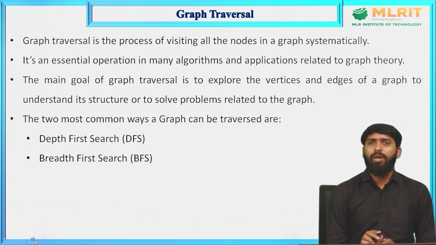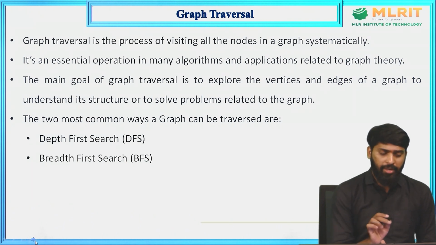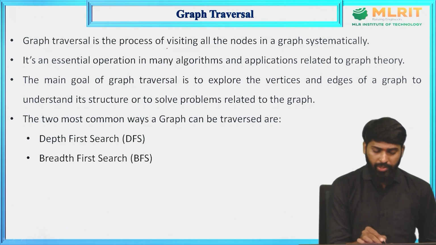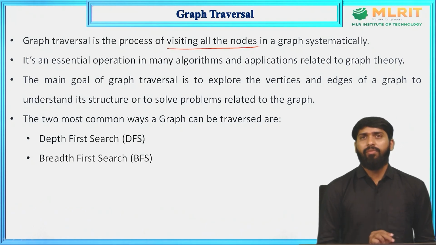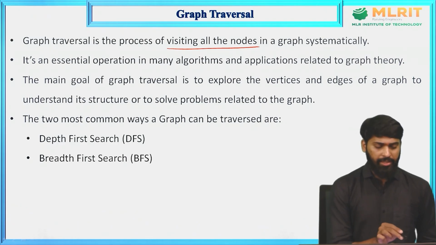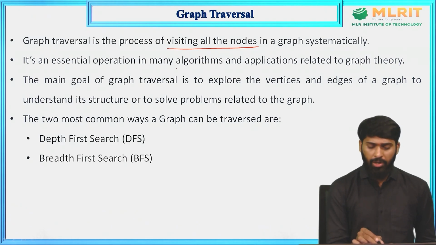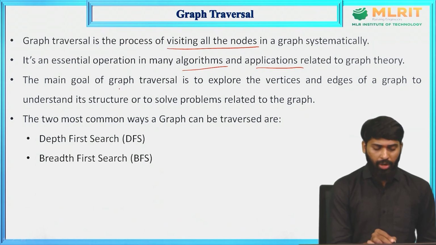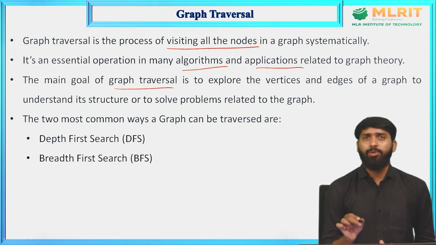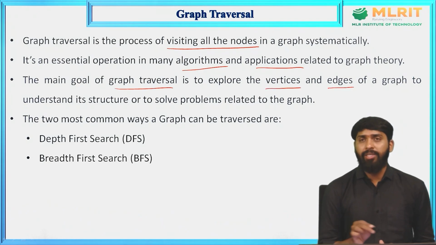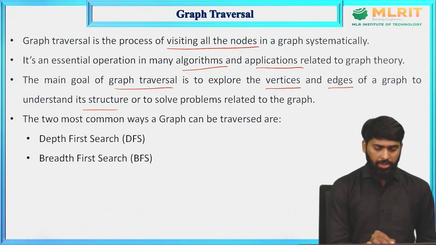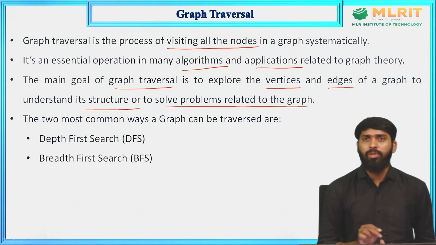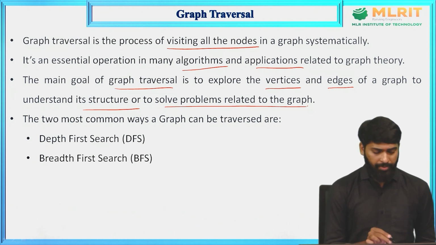So what is graph traversal? Graph traversal is the process of visiting all the nodes in a graph systematically. It is an essential operation in many algorithms and applications related to graph theory. The main goal of graph traversal is to explore the vertices and edges of a graph to understand its structure or to solve problems related to the graph. The 2 most common ways a graph can be traversed are depth first search and breadth first search.